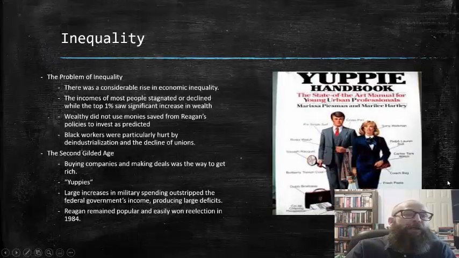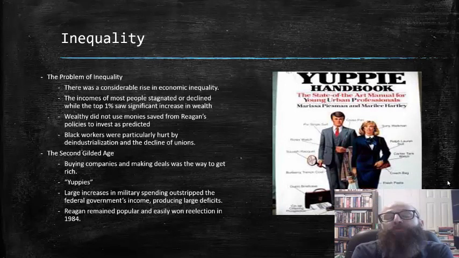This period saw a considerable rise in economic inequality thanks to Reagan's economic policies. The incomes of most people stagnated or declined, while the top 1% saw a significant increase in wealth. The wealthy did not use those monies saved from Reagan's policies to invest as predicted, and black workers were particularly hurt by deindustrialization and the decline of unions.